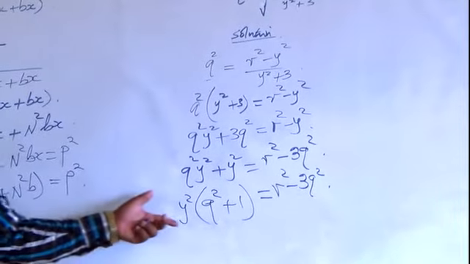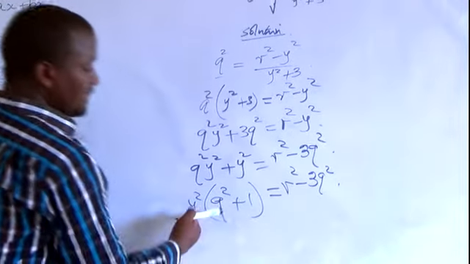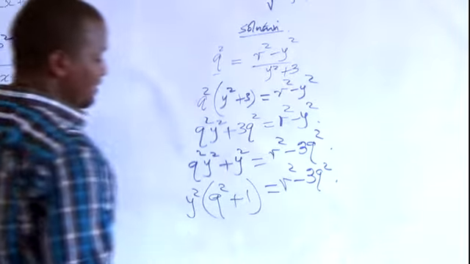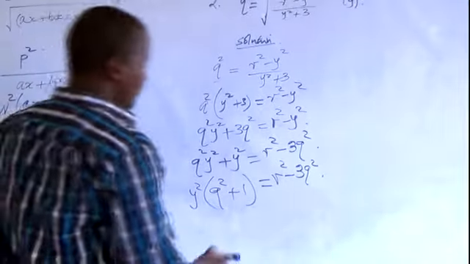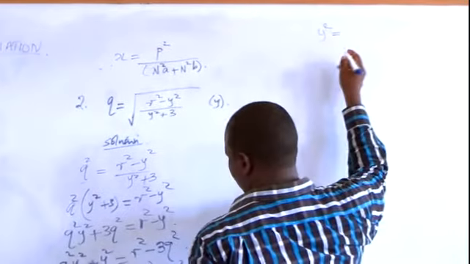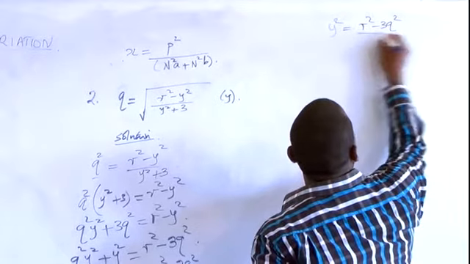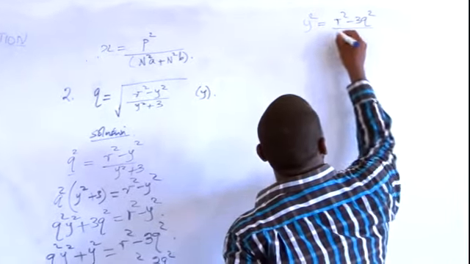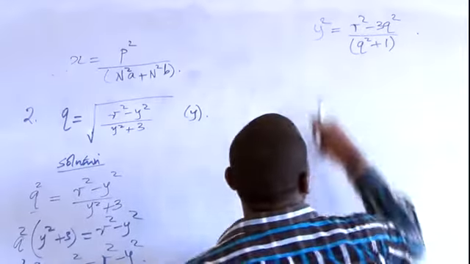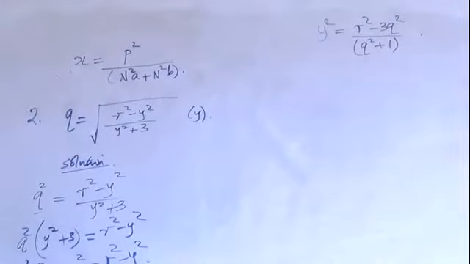Once we have this y squared factorized out, we will divide here by q squared plus 1, which will eliminate that. And we also divide this side by q squared plus 1. So we will have, therefore, y squared will be equal to r squared minus 3q squared all over the expression in the bracket, which is q squared plus 1. And therefore, y squared is equal to r squared minus 3q squared over q squared plus 1.